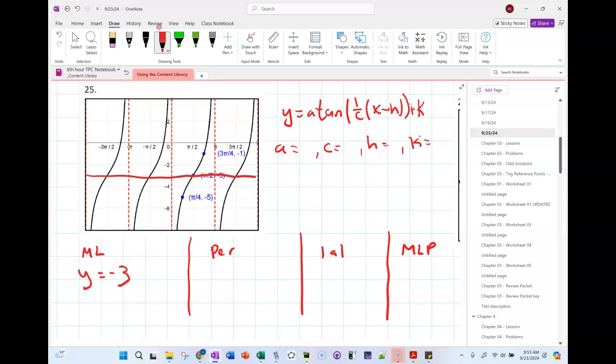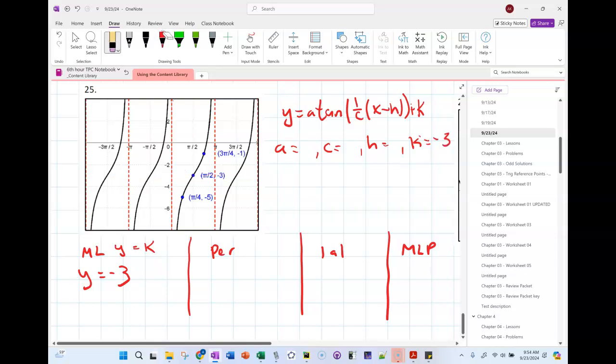Okay, so what does that tell me K is then? The midline is y equals K. So what's K? -3. There you go. All right.